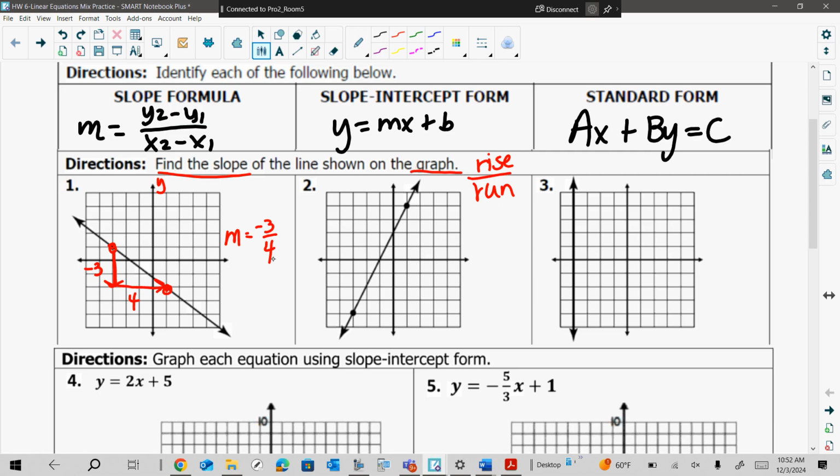Try number 2. Number 2, guys, come on. Let's see what you can do on your own. Some of you are still copying number 1. We need to simplify it. Give the simplified answer always.